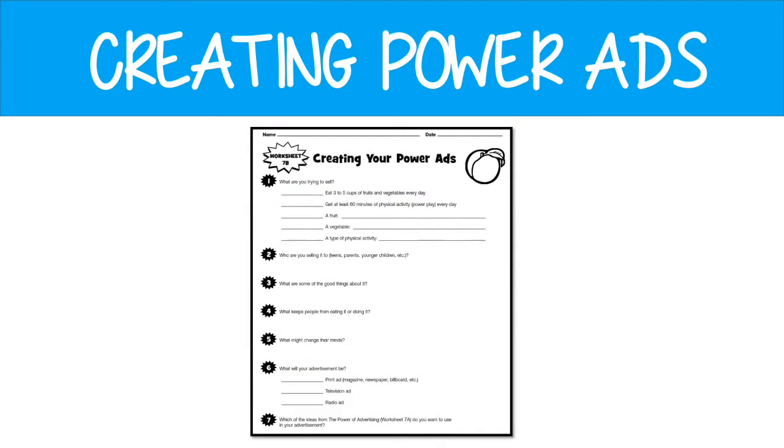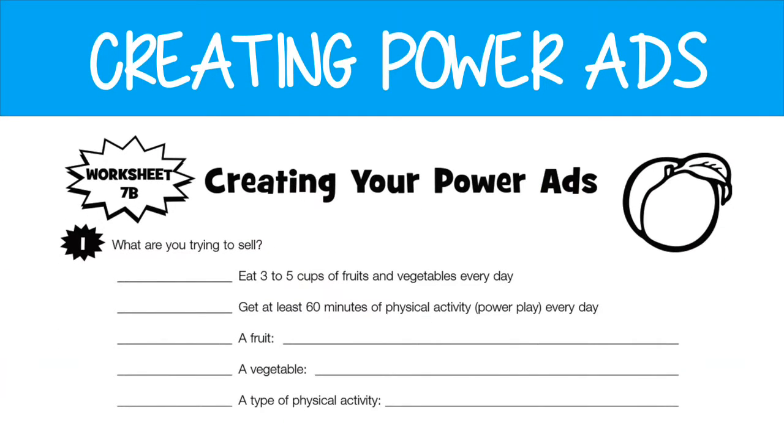Once you have completed your pros and cons list, use the Creating Your Power Ads worksheet to create an outline for a health advertisement. On the worksheet, you and your partner or your group will need to pick one of the following topics to write about. Promote making half your plates fruits and vegetables at every mealtime. Promote getting at least 60 minutes of physical activity every day. Promote a particular fruit or vegetable. Or promote a type of physical activity.